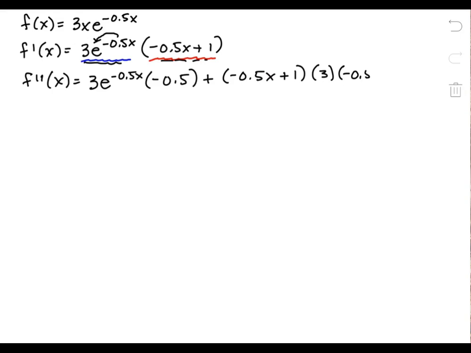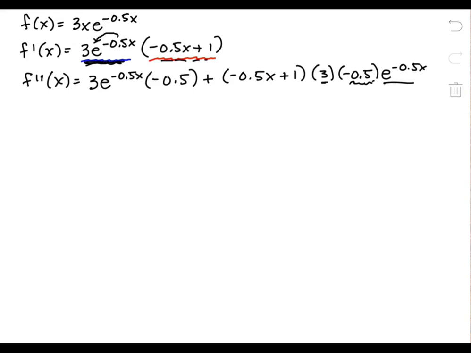So this is just going to be 3 times negative 0.5. And then the e and its exponent stays the same. So all I did for this piece here was I kept the 3, I moved the derivative of the exponent out front, and then left my e alone.